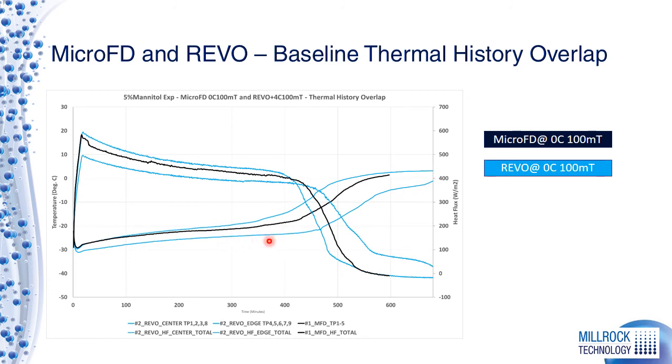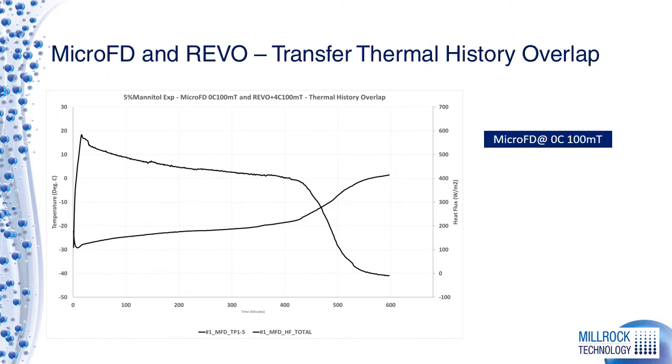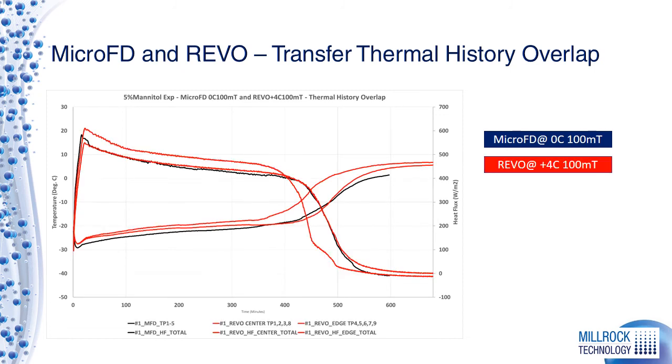If we just transferred the protocol from the MicroFreeze dryer to the Revo, we would have a very conservative run that would transfer the protocol very conservatively and be a very robust cycle. But we want to be a little bit more aggressive. If you remember, we calculated a 4-degree difference between the shelf temperature in the MicroFreeze dryer versus the Revo. So we're going to use the MicroFreeze dryer at 0 degrees and compare it to the Revo with a shelf temperature of +4.